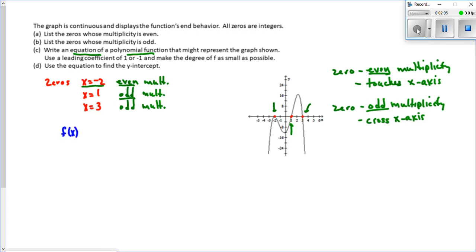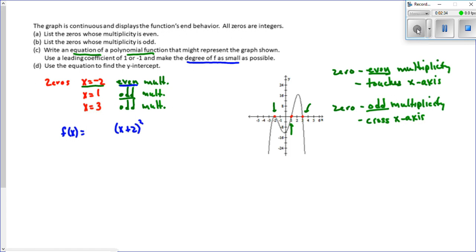graph, we know it's going to have a factor x plus 2, because if x plus 2 is a factor, x equal -2 would make it 0. Okay, this factor is even multiplicity, so it has to have an even power, since -2 has even multiplicity. So it could be a 2, a 4, 6, we're not really sure, but they want us to make the degree the smallest possible. So we'll just assume that it has a power of 2.